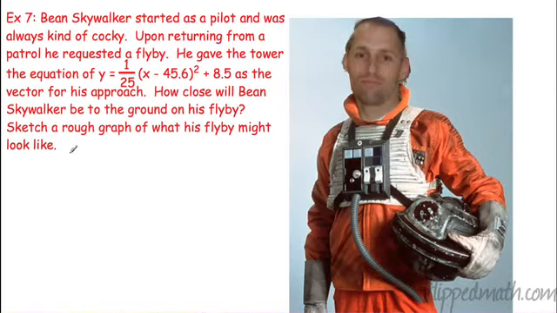Bean Skywalker started as a pilot and was always kind of cocky. Upon returning from a patrol, he requested a flyby. He gave the tower the equation as a vector for his approach. How close will Bean Skywalker be to the ground on his flyby?